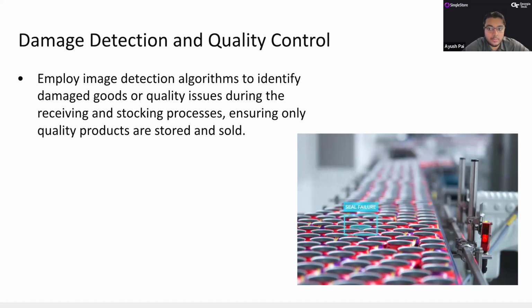By integrating these algorithms into the receiving and stocking processes, businesses can really automatically identify damaged goods or quality issues in their products. And this example here shows computer vision being used, it could detect a seal failure. And obviously this model needed to be trained on thousands of images of what a seal failure looks like versus what a proper seal is. And then that vision model can identify that.